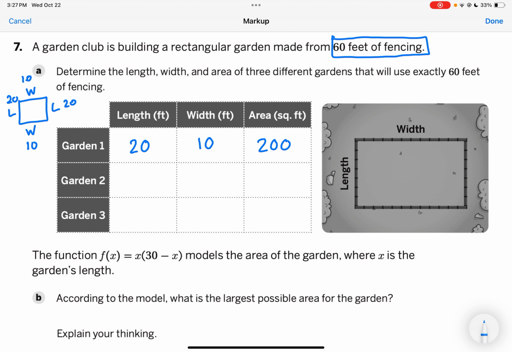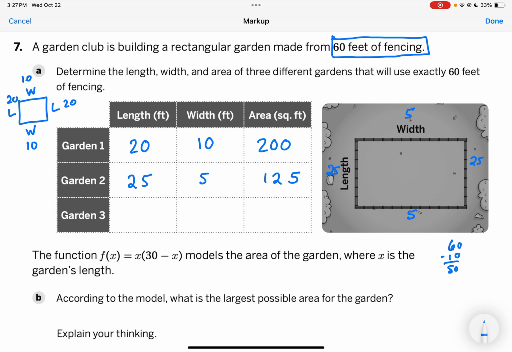All right, let's try another one. So let's say that our width would be 5. Okay, I've got 10. So 60 minus 10 is 50, and I take half of that, that's 25 and 25. So 25 times 5 gives you 125 when you multiply it.